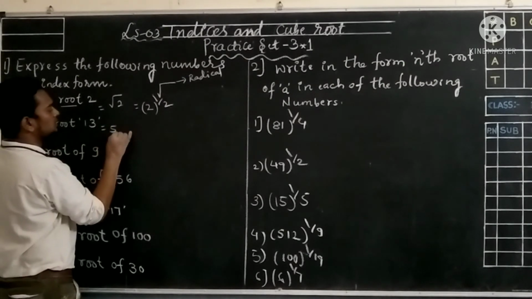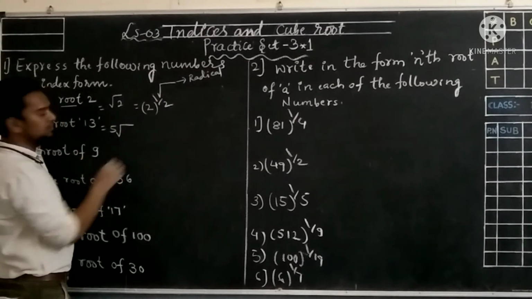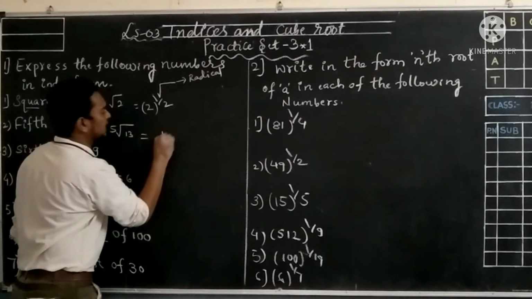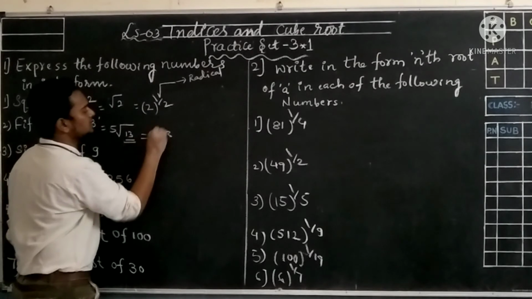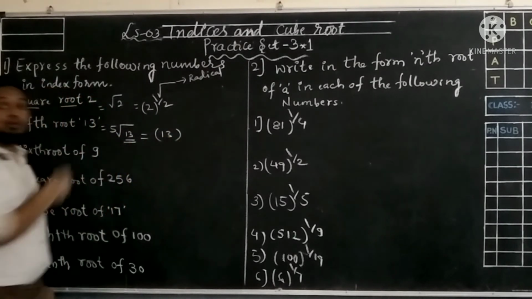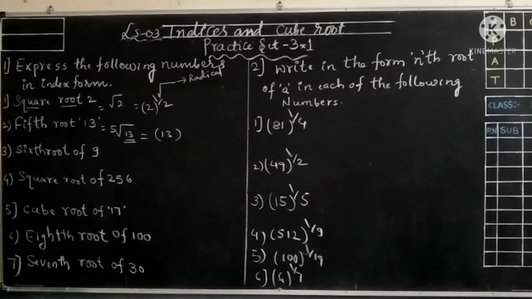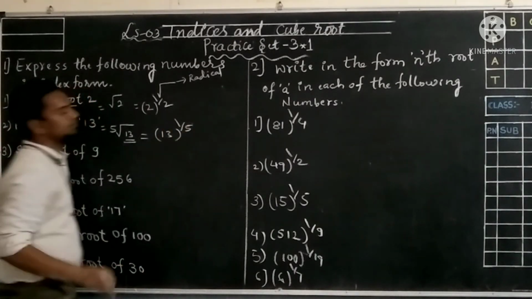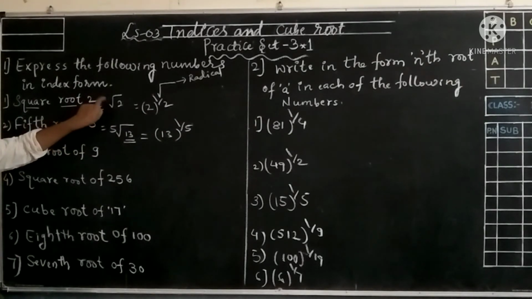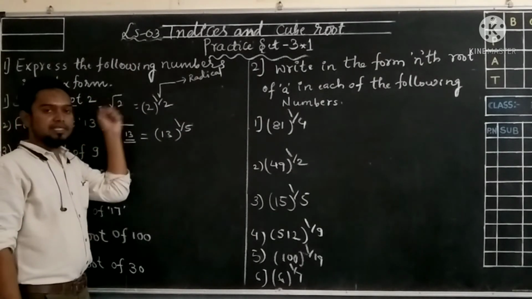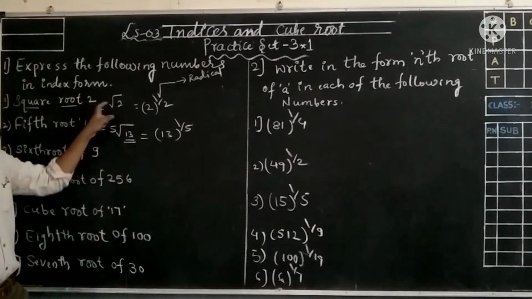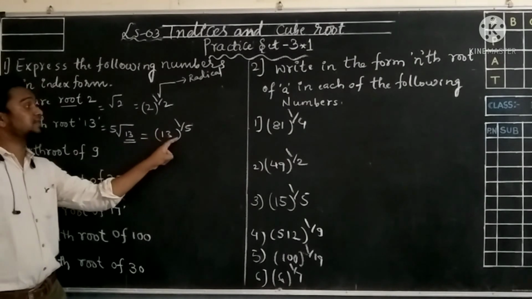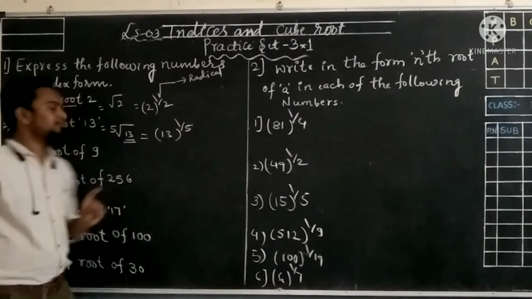Fifth root of 13 is given. Fifth is as it is, root 13. Now we write 13 as it is. This fifth root is converted into 1 upon 5. Here root 2 is square root; square is converted into 1 upon 2. Here fifth root is converted into 1 upon 5.